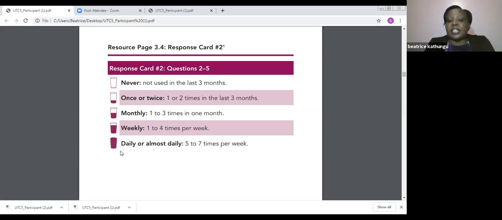So if the client isn't literate, you can actually arrange glasses, put in some fluid, like some juice or whatever you choose, and the client is able to see. So if it is never, they pick the one that's empty. If it's daily, they pick the one that's full. So these are some of the ways you can modify to be able to help your client with this.